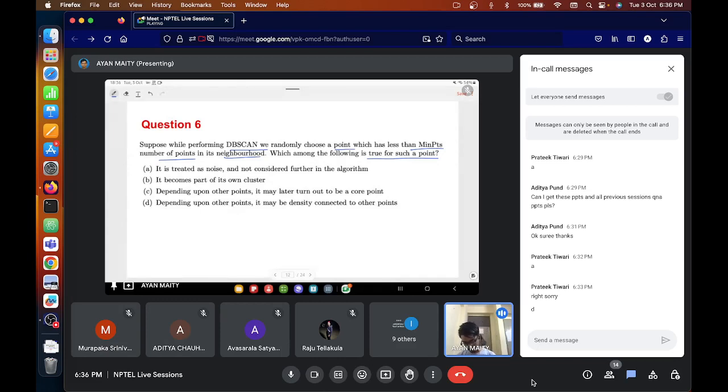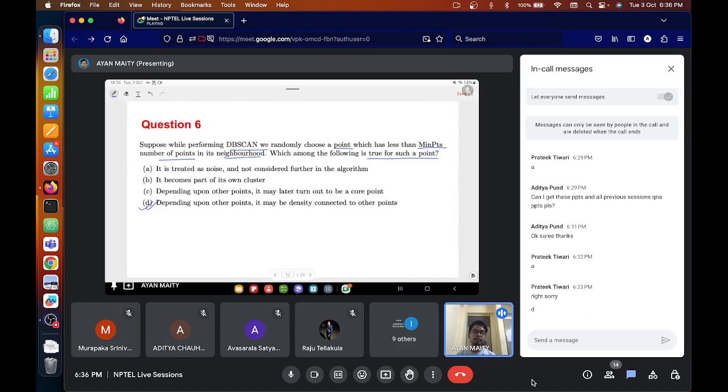So the correct answer here is option D. We randomly choose a point which has less than MinPts number of points in its neighborhood. If it has more than or equal to MinPts number of points in its neighborhood, then it is certainly a core point. And if it has less than MinPts number of points, then it might be a noise point, or might not be a noise point. It might also be a border point or the density connected point.